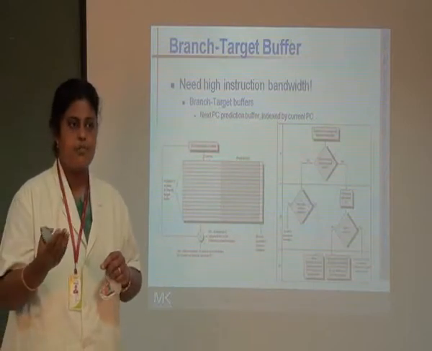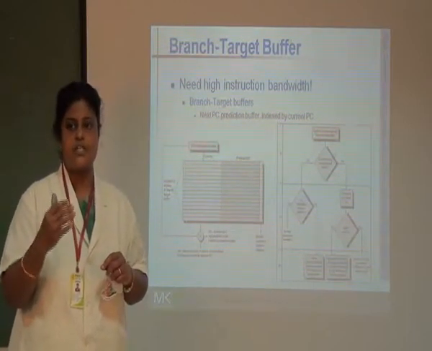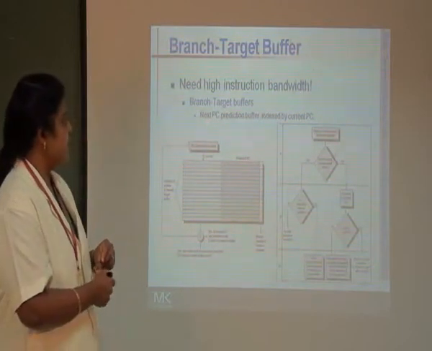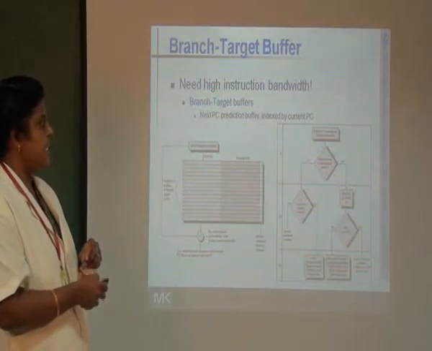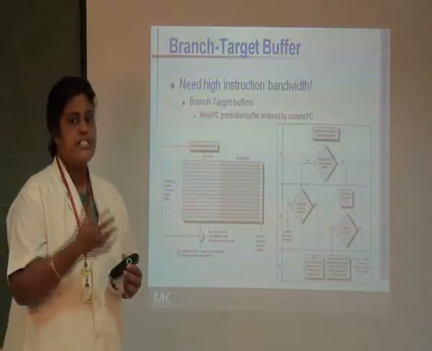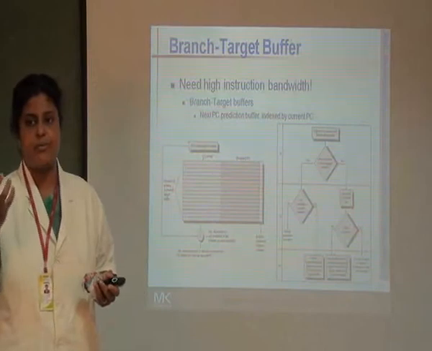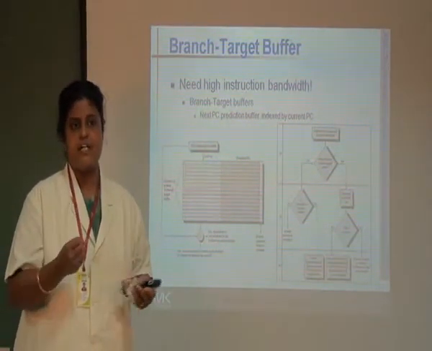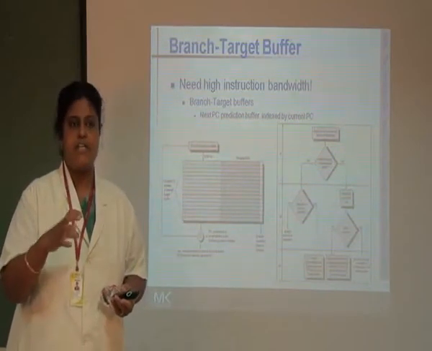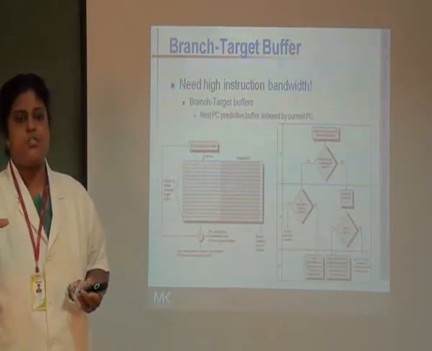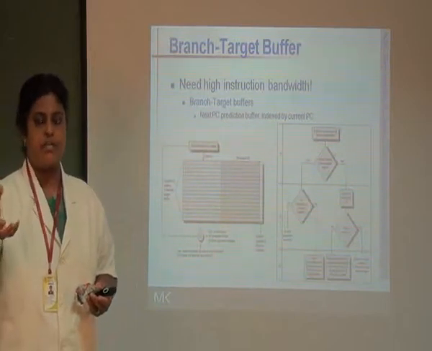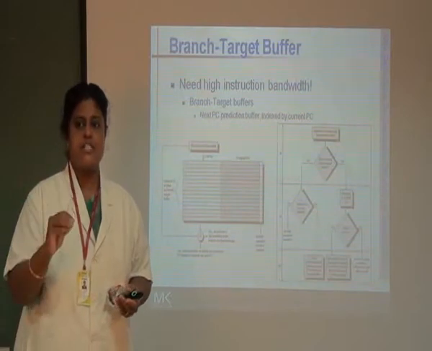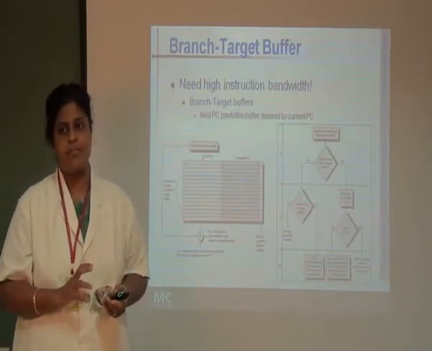So the next instruction to be executed by the program counter is actually got as a result of the prediction buffer. So here the next PC prediction buffer is indexed by the current PC. What is available in the programmer's hand is only the present content of the program counter. So how do we predict the next instruction which the program counter is supposed to execute? This is what is actually taken care of by the branch target buffer.